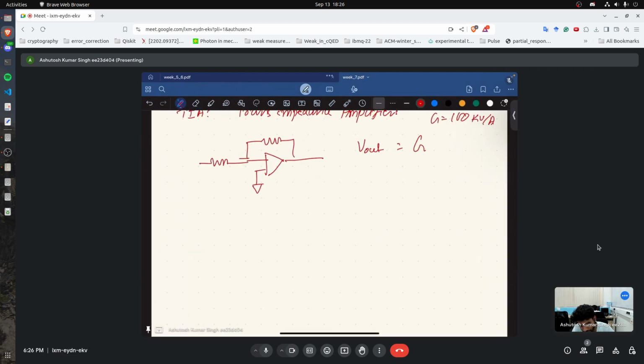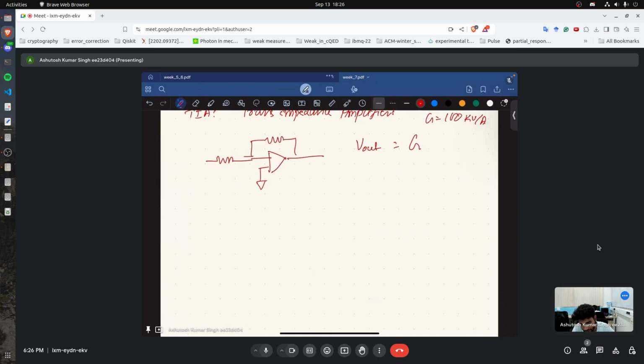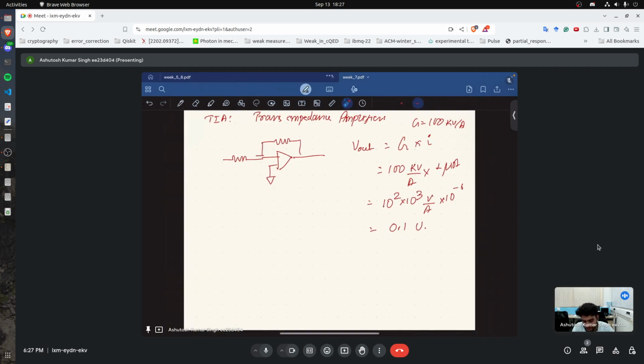Kilovolts per amp. Now in this case, if this is your gain, then your V out would be G into I. I was the current that was generated, so this is 100 kilovolts per amp into 1 microamp. So this is 10 raised to the power 2 into 10 raised to the power 3 volts per amp into 10 raised to the power -6, which is 0.1 volt. Now this is a much more reasonable number that we can measure. But while building this, we have to be sure that the gain is not absurdly high. It is within the gain bandwidth product of the amplifier used in our case.